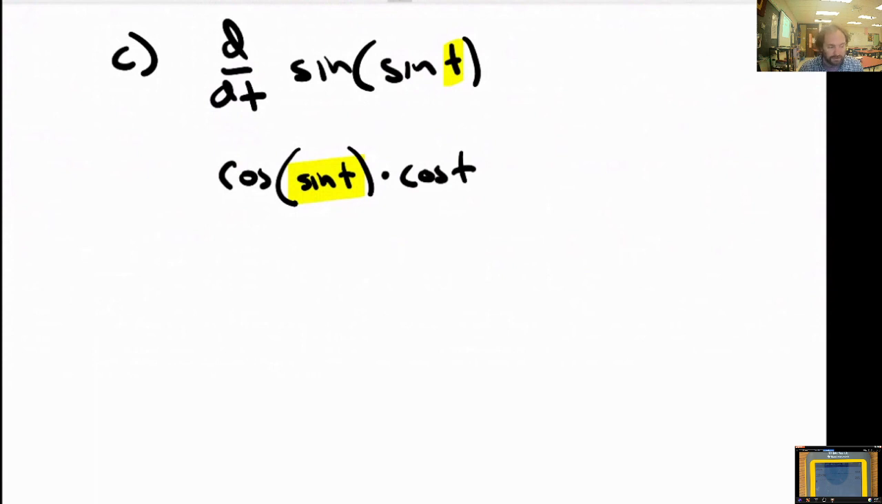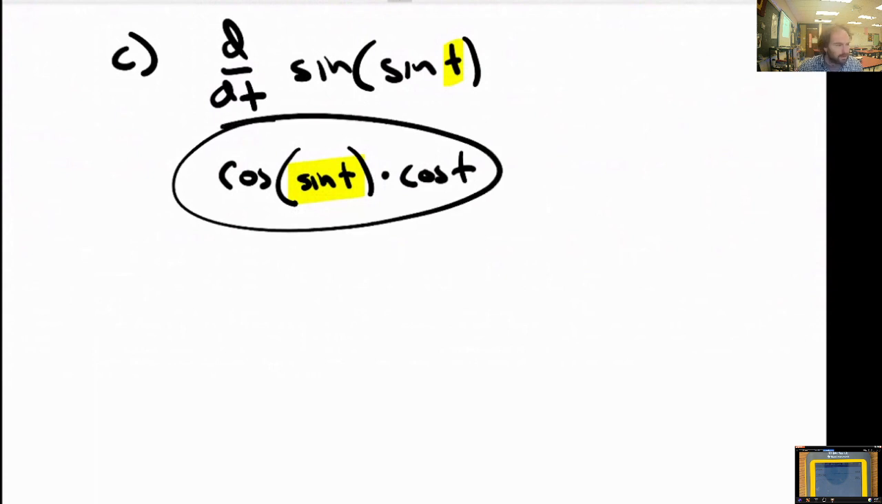So I believe that this is the correct answer: cosine of the sine of t times cosine. You can't square those cosines there. They're not the same thing. I believe this is the correct answer right there. I am going to check my answer tab here and make sure I'm right before I move on.